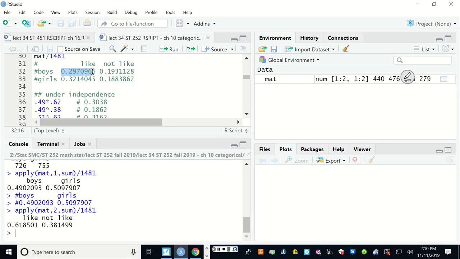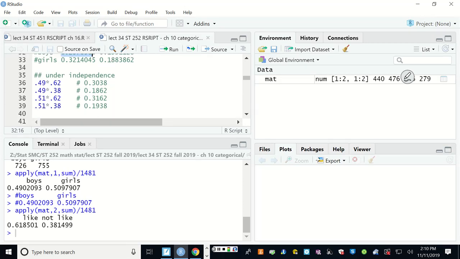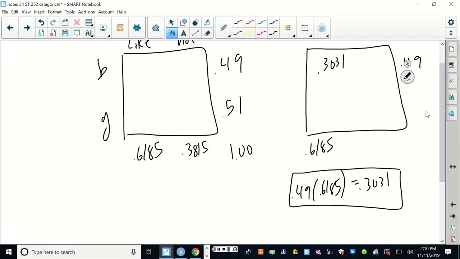Under independence, we'd expect 30, and we actually got that. This one, the actual data is 19.3, and we would expect, by multiplying together, 0.18. So it's not a whole lot of difference in this case. So these other ones, this is 0.51. So this one went up here. If we take this one times this, it's 0.3154. These two still add to that row.